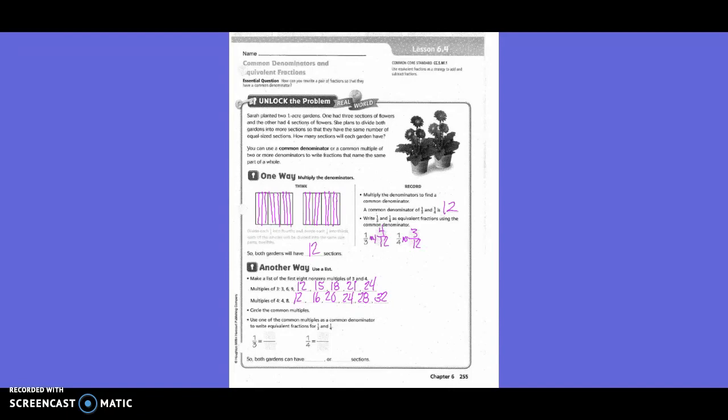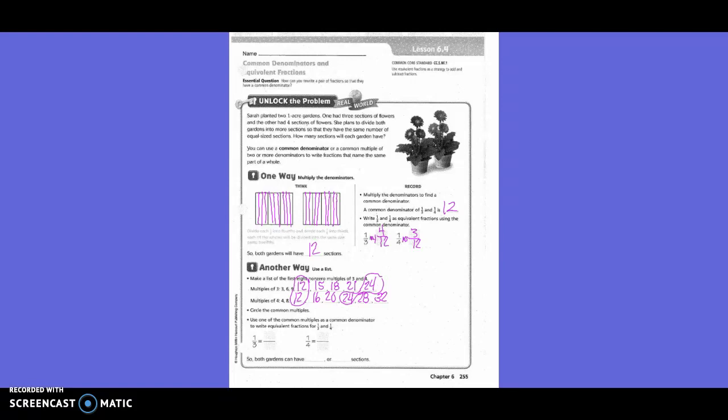So circle the common multiples. So what are the common multiples? We have 12, right? Any other common multiples? 24. And we always want to use the least common multiple first, right? So then we don't get those big fractions and then have to try and deal with that. So use one of the common multiples as a common denominator to write equivalent fractions.